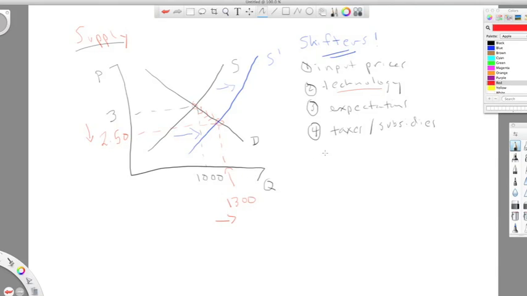So hopefully all of that gives you some sense of how these curves are constructed, what they mean, and most importantly, how these shifters affect both the supply and demand curves.